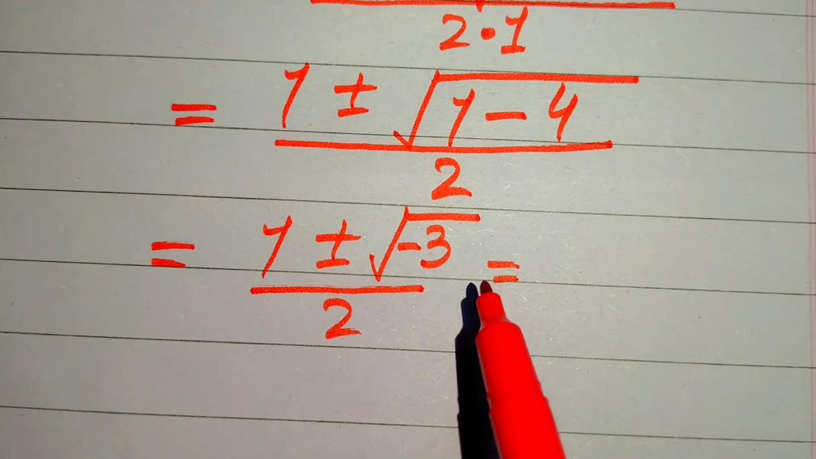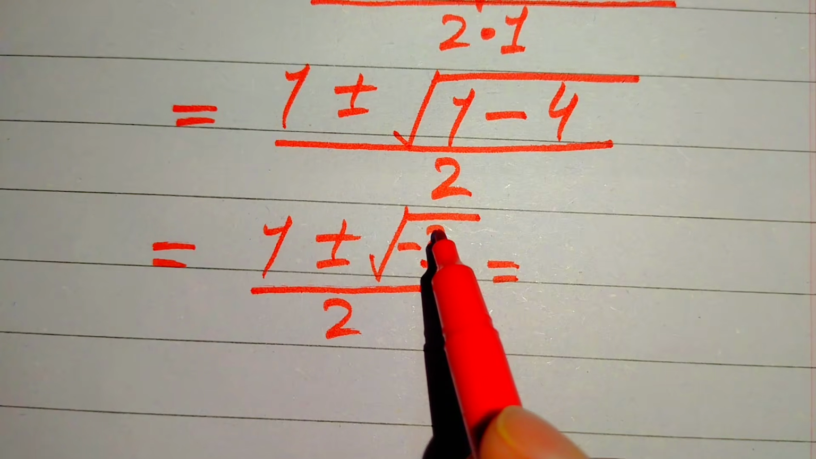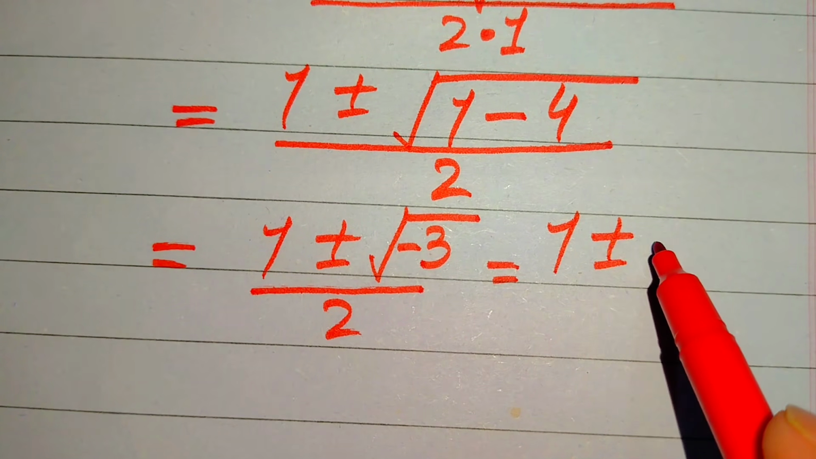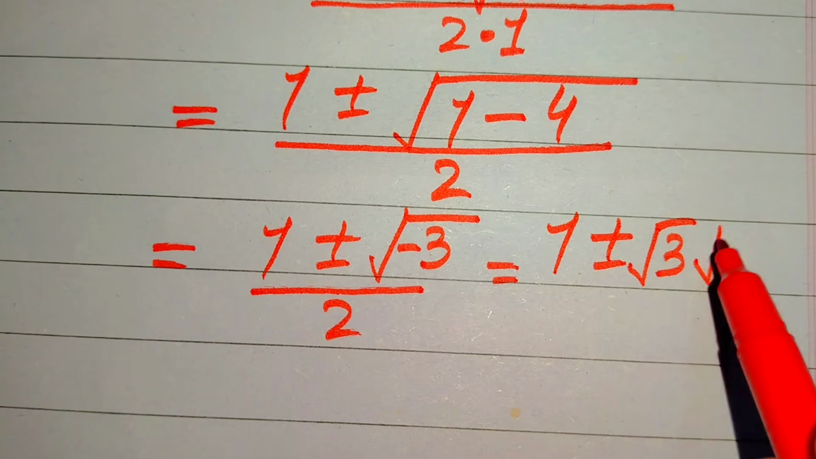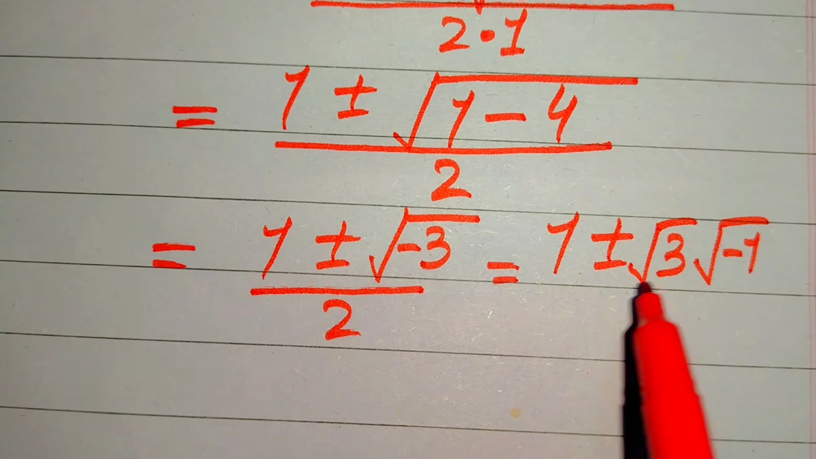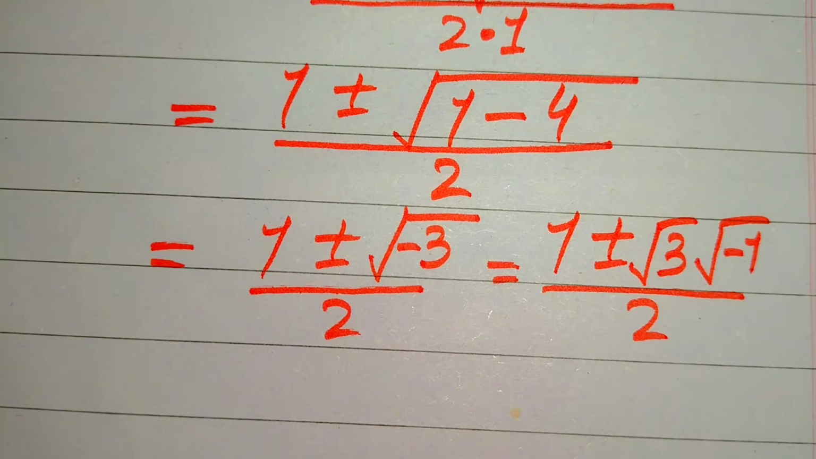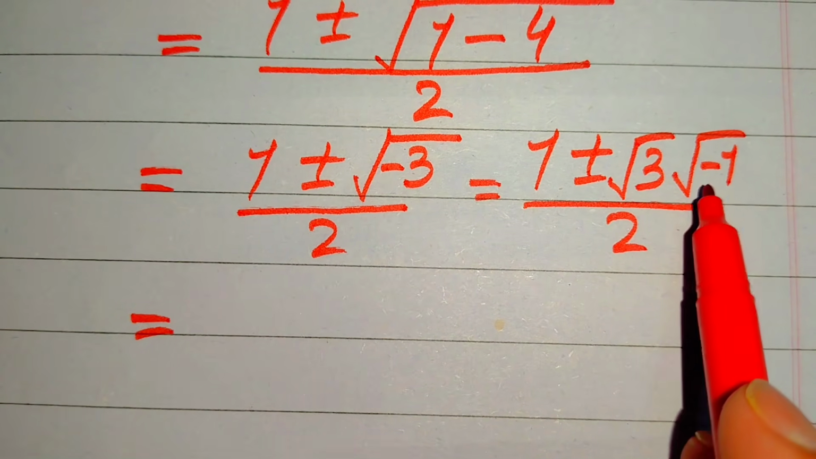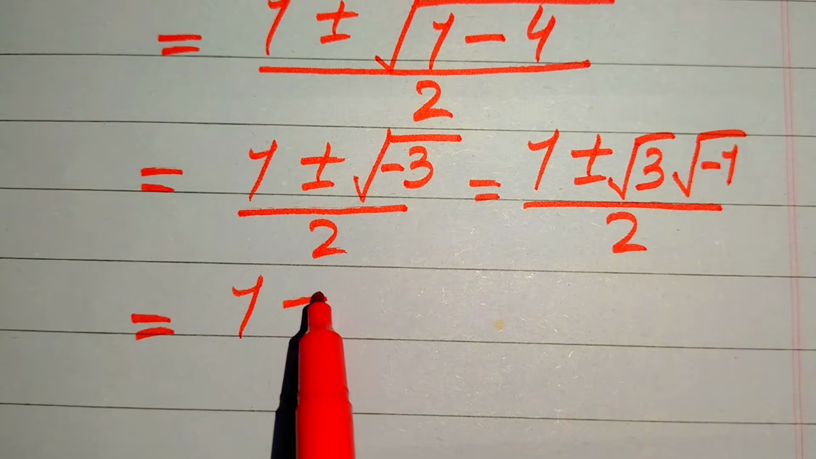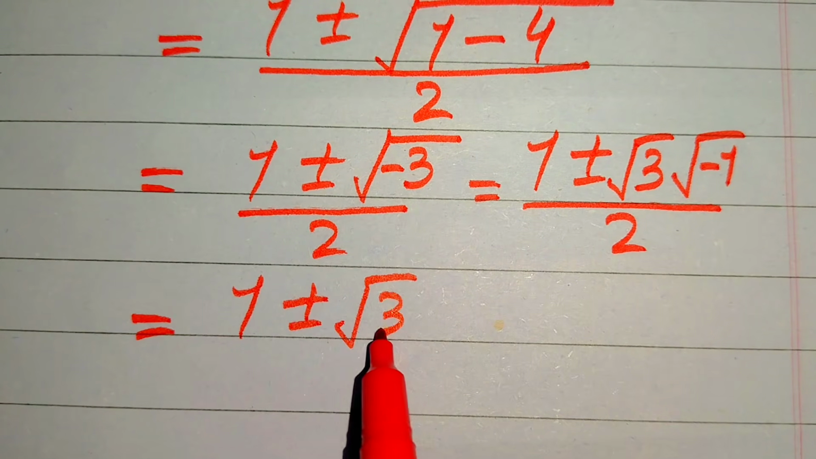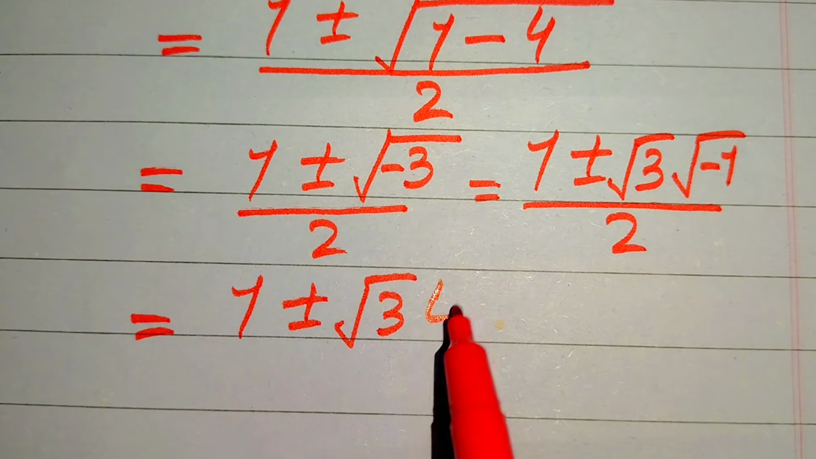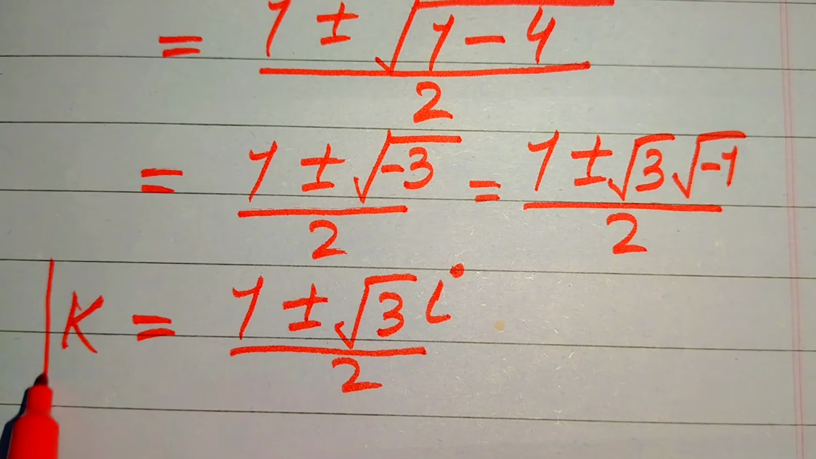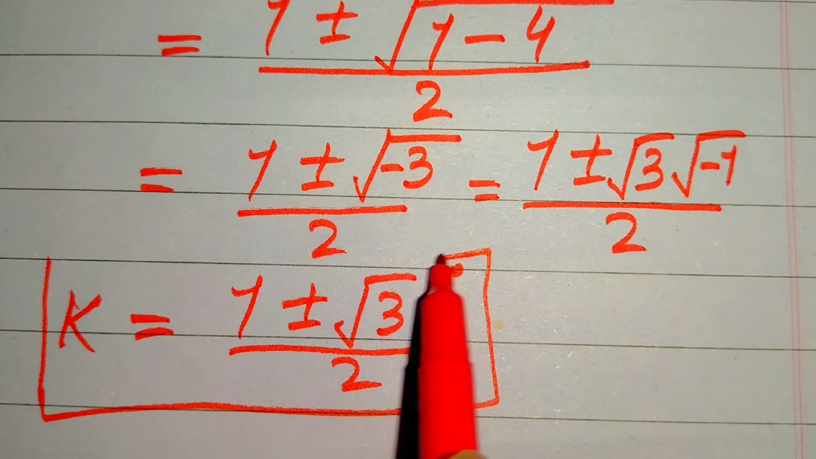So here we just break this fraction and we write the square root sign separately on both of these values, and we get 1 plus or minus the square root of 3 into the square root of minus 1, and it is divided by 2. So further you know that the square root of minus 1 is equal to iota, so we get 1 plus or minus the square root of 3 times iota, divided by 2. So these are the other two complex roots of the given equation.